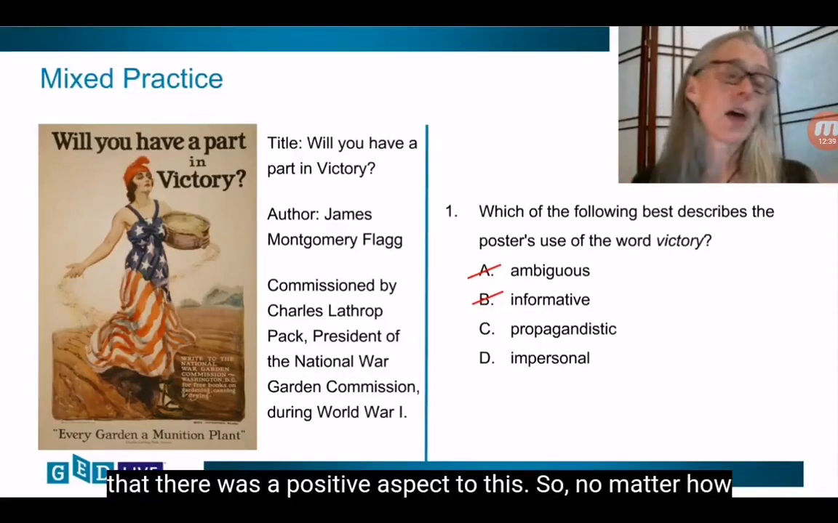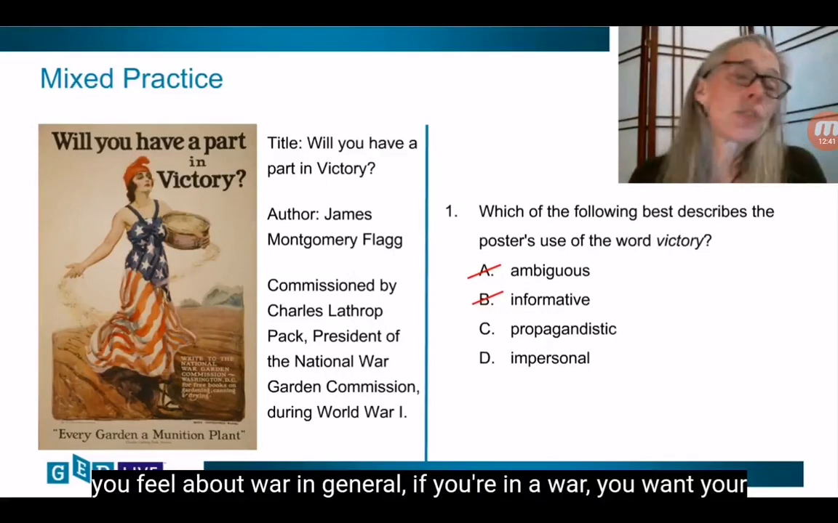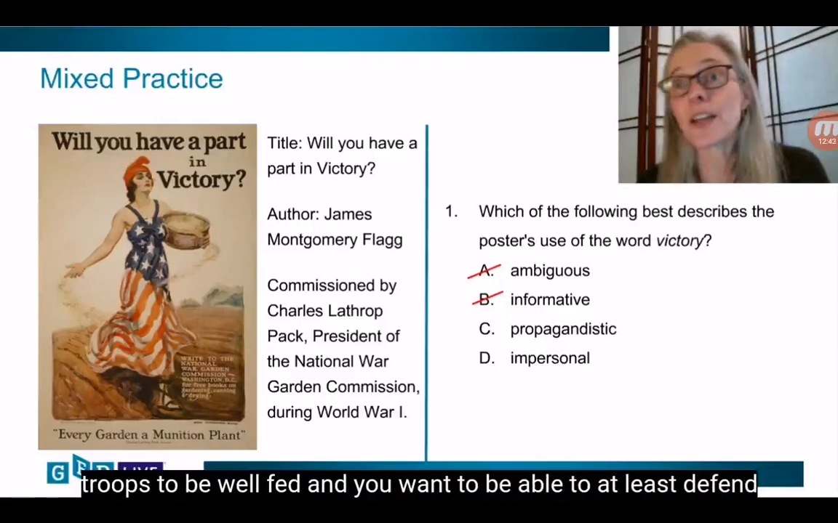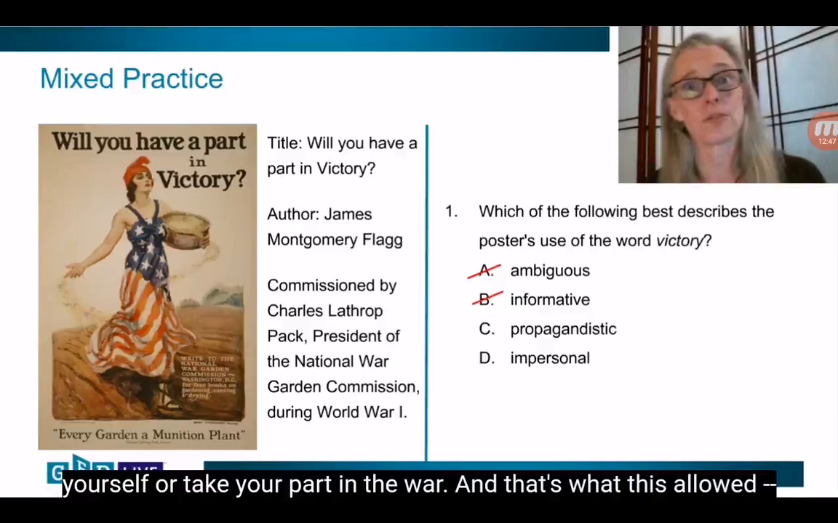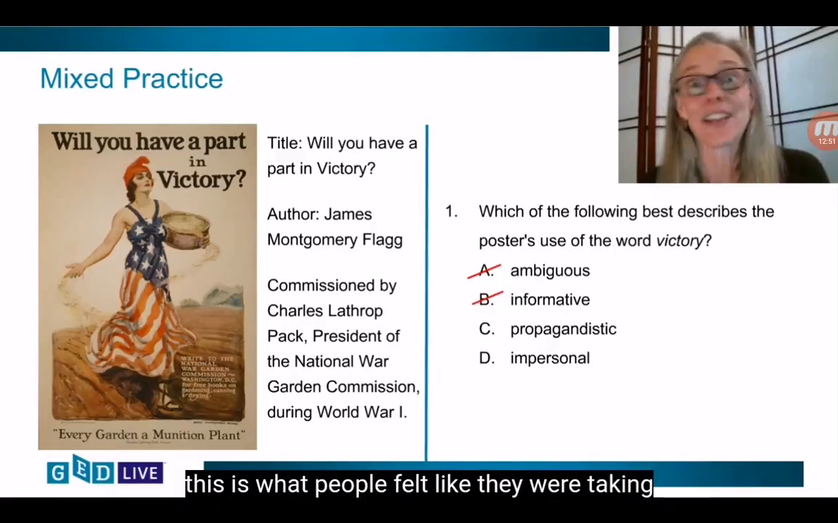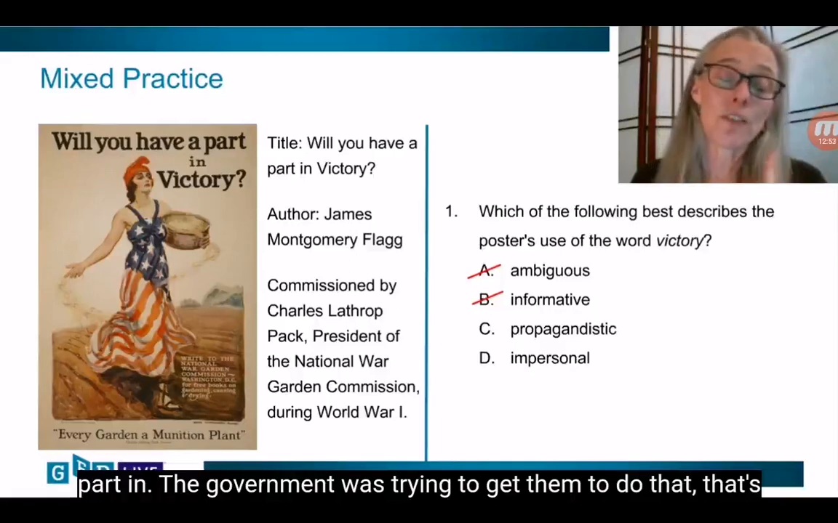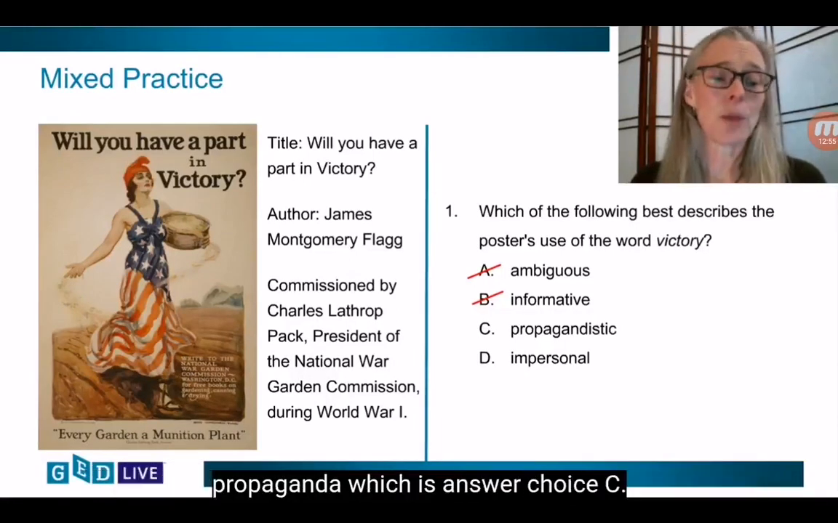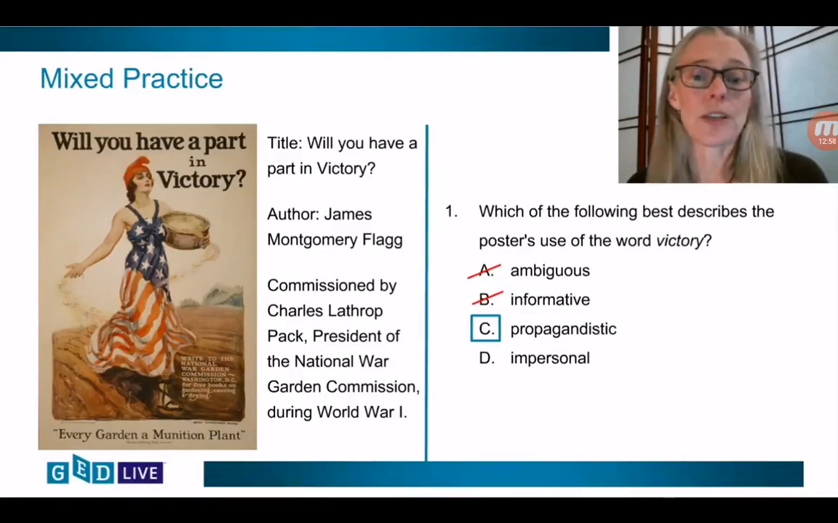I mean, no matter how you feel about war in general, if you're in a war, you want your troops to be well fed and you want to be able to at least defend yourself or take your part in the war, right? And that's what this allowed people. This is what people felt like they were taking part in. The government was trying to get them to do that. That's propaganda. It's answer choice C.